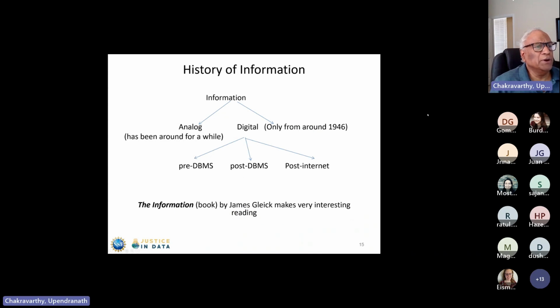So just to give you, what is information? Briefly, you can divide it into analog and digital. Digital came around not very long ago. Analog has been around for a longer time. And one way to think of digital is pre-database management systems, post-database management systems, and post-internet. If anybody is interested in understanding a lot about information and how it was done, there's a very nice book by this author, James Gleick. It's very interesting, but it's a huge book, 1,000+ pages.